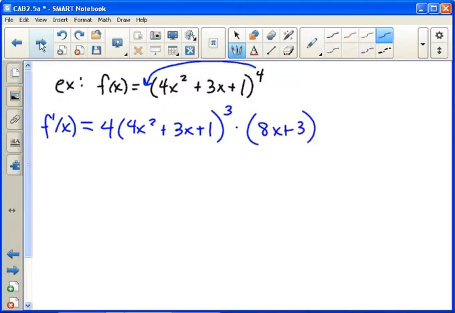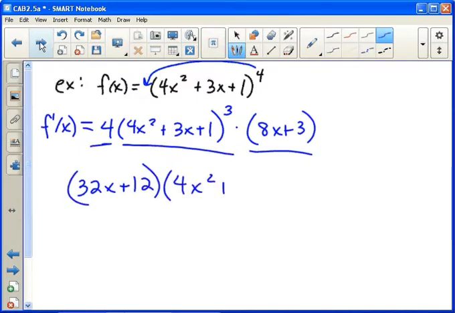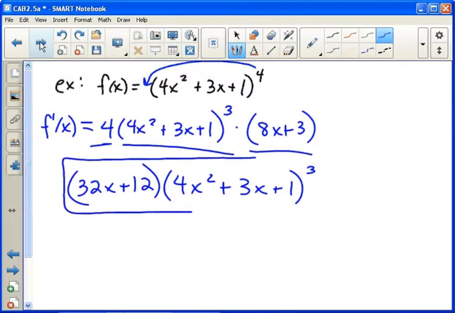And that's it. The only thing left to do is just some simplifying. We can't really do anything with this piece because of the cubed, unless you want to cube the whole thing out, which I would not recommend. But the two pieces on the ends can be combined. So I do 4 times 8x plus 3. I get 32x plus 12 times 4x squared plus 3x plus 1 cubed. And that is your first chain rule problem. Derivative of the outside times the derivative of the inside.